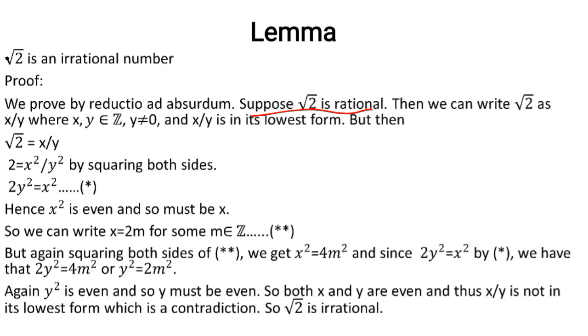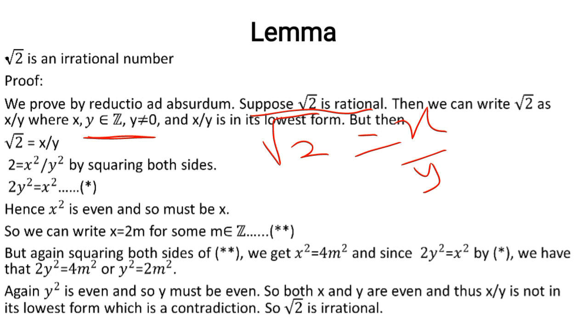I know what rational numbers are. Rational numbers are numbers that you can write as a fraction, a over b, right? Where b is not equal to 0, right? So we will assume that it is rational. So if it is rational, we can write that root 2 will be equal to, say, x over y, y not equal to 0, right? So that's why I wrote x and y there.